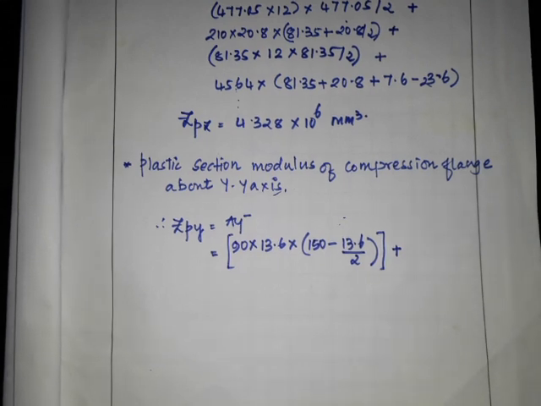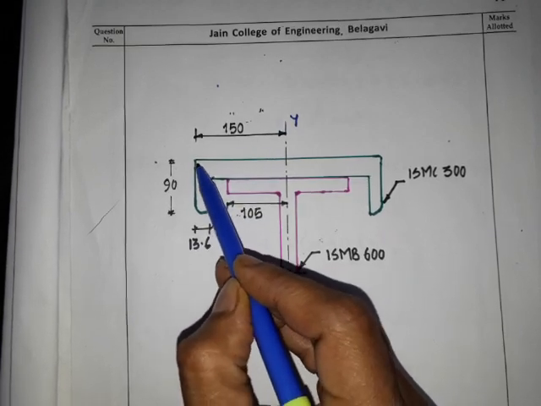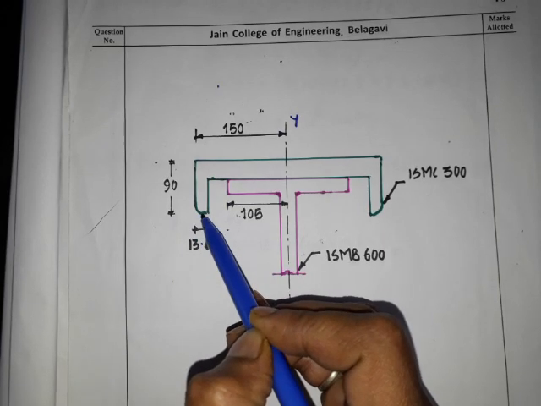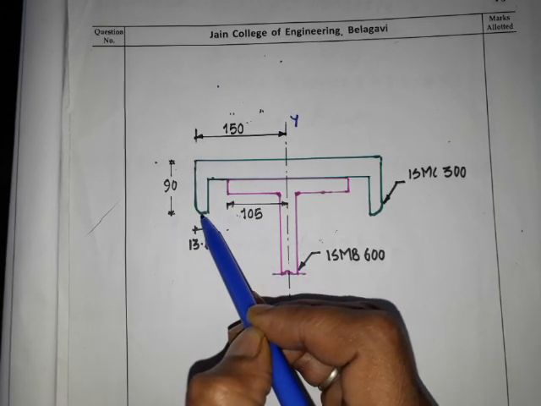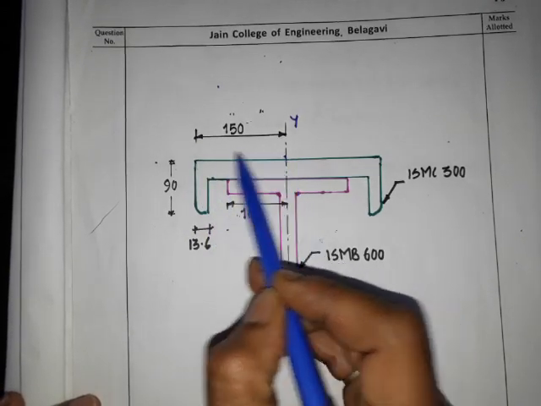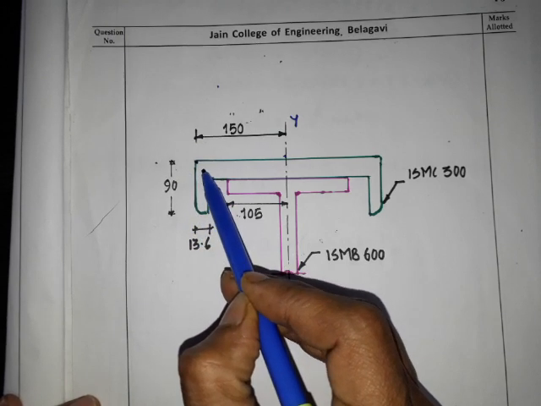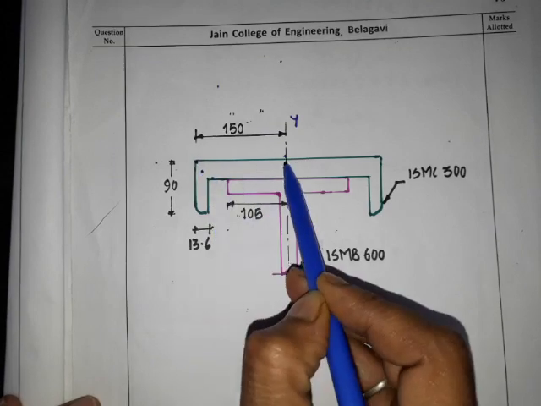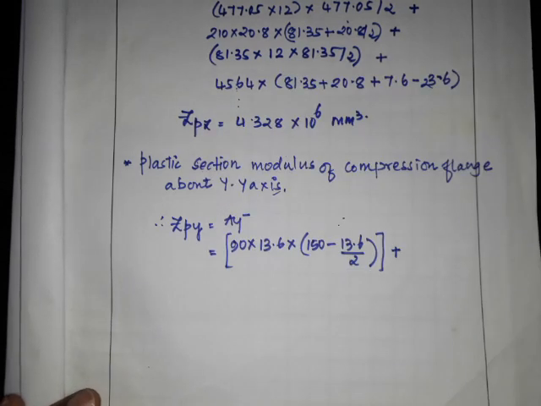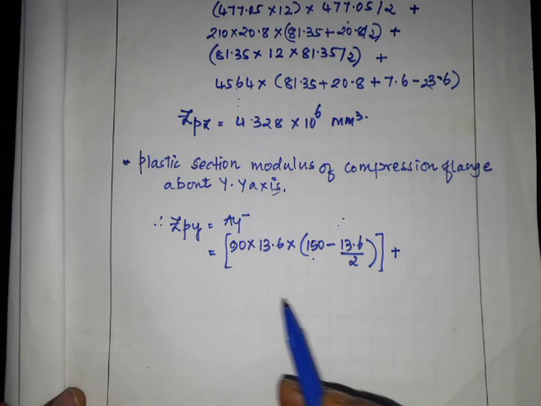Yes, so here this is the flange of the channel section. The area is 90 into 13.6 into y bar. The total is 150, so 150 minus 13.6 divided by 2, measured from the y-y axis to the center of this. Okay, plus next we will go for the web part of the channel section.